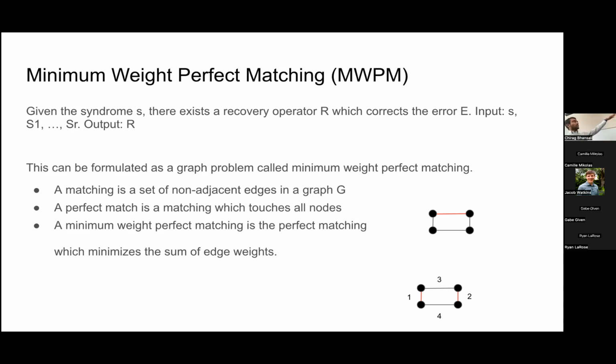Any questions on the terms I've used here? Matching, perfect matching, I think. How do you assign those weights? Right now, I'm just assigning them. It's an example. In a real case, it's defined based on the errors.